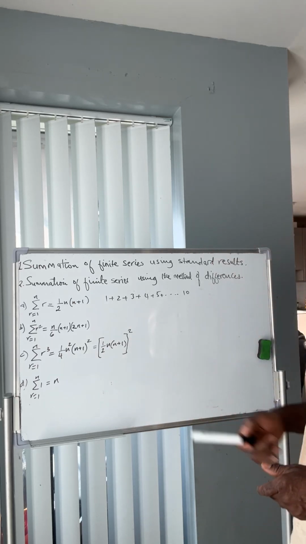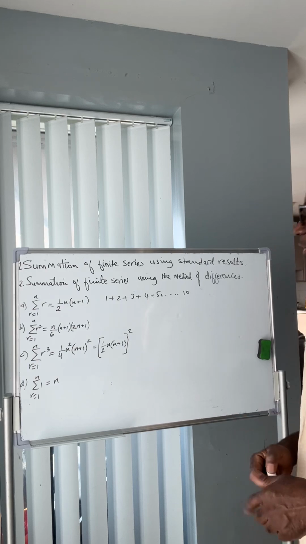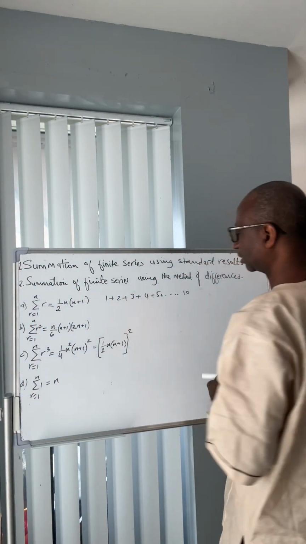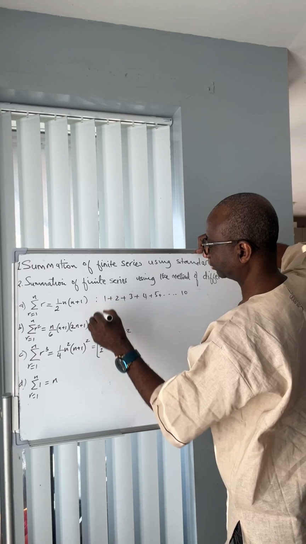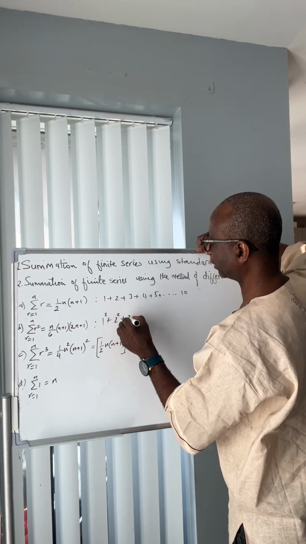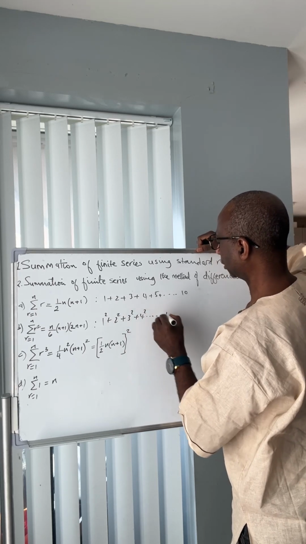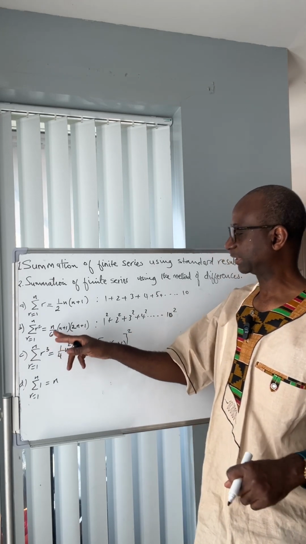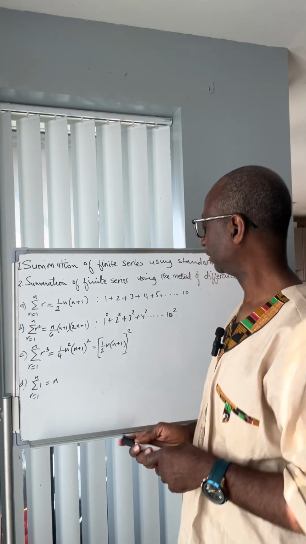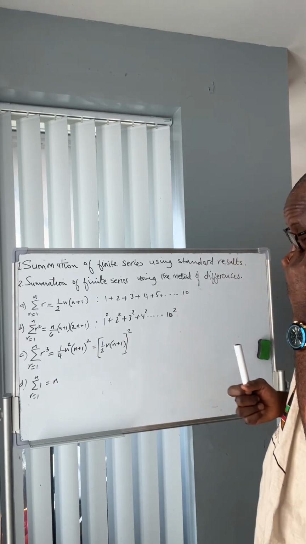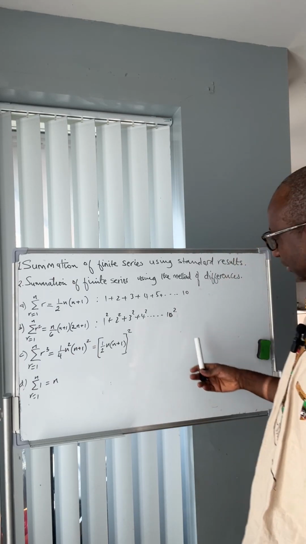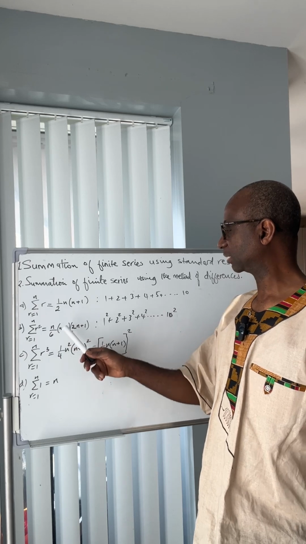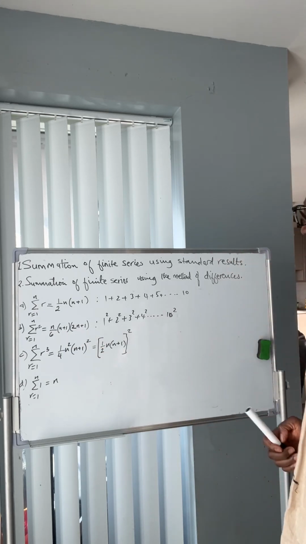So the second one, this is summation, again, of finite series using standard results for the sum of the squares of the first natural numbers. This one, just ordinary numbers. If you are asked to add 1 squared plus 2 squared plus 3 squared plus 4 squared plus up to 10 squared, this is the formula you use because they are all squared. It has this n over 6 multiplied by n plus 1 multiplied by 2n plus 1. That's the formula. Your n depends on the number of terms. If you are given r equals 1 to r equals 10, your n here becomes 10. So 10 over 6, 10 plus 1, 2 times 10 plus 1. That is how you go about it.